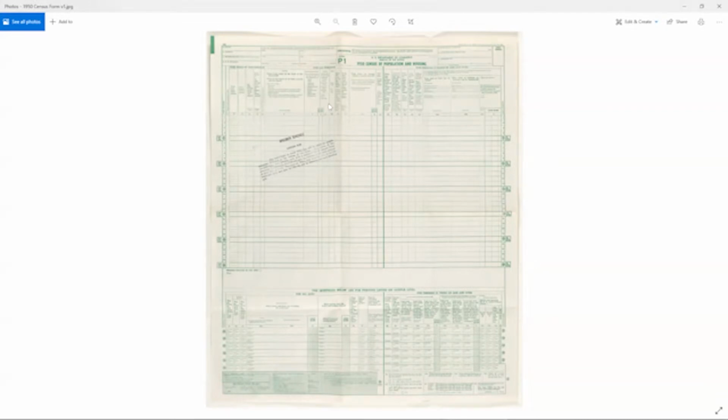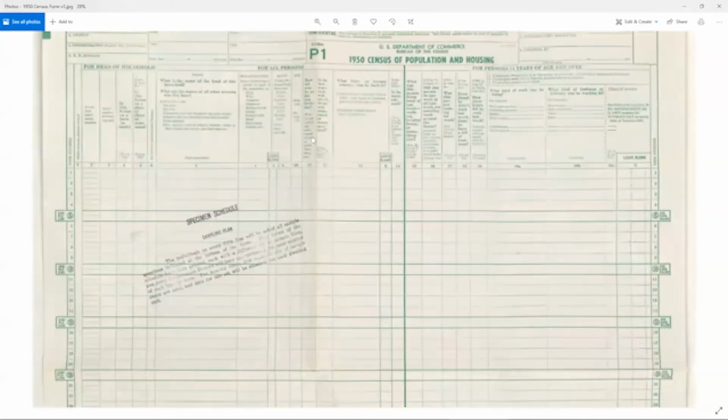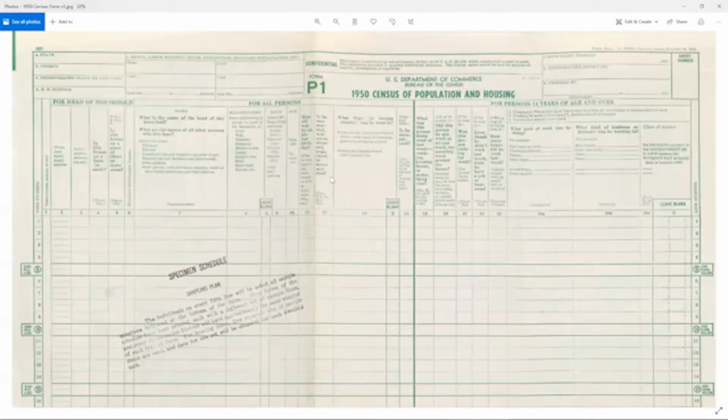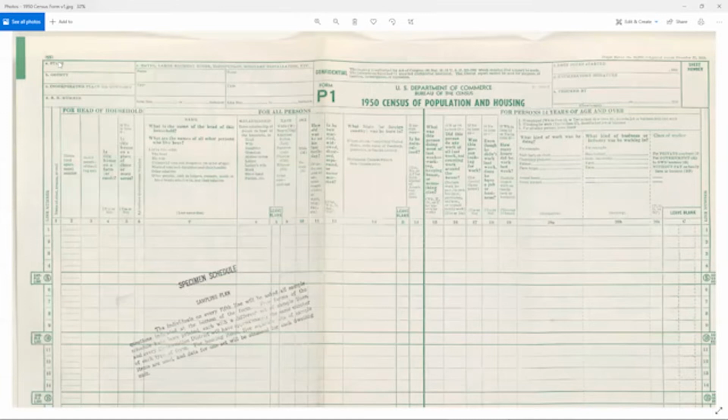So you'll notice here, I'm going to zoom in. We've got the typical things at the very top, the location, the state, the county, the town, things like that. And the sheet number will be over here. Very similar to what we've seen in past censuses. And then we start getting into the questions.